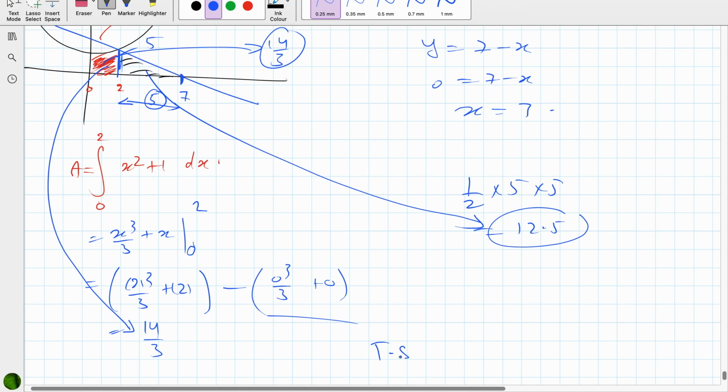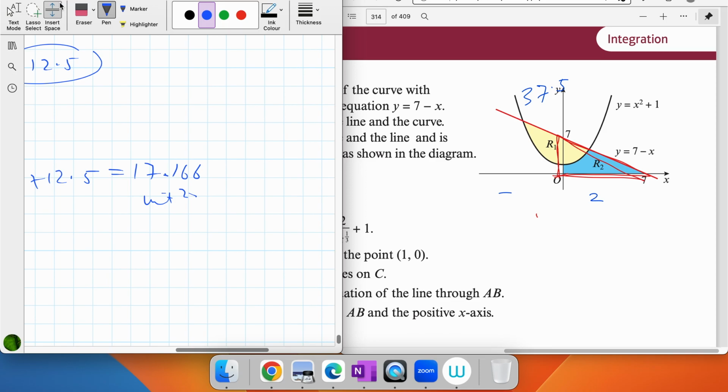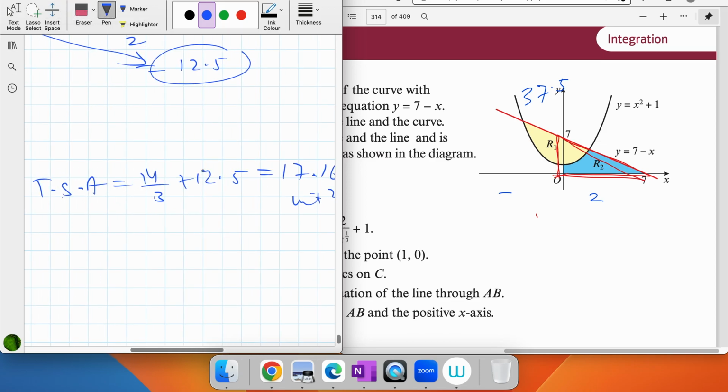So the total shaded area is 14 by 3 plus 12.5, which is 17.166 unit square. You should always write this in mixed form or fractions.